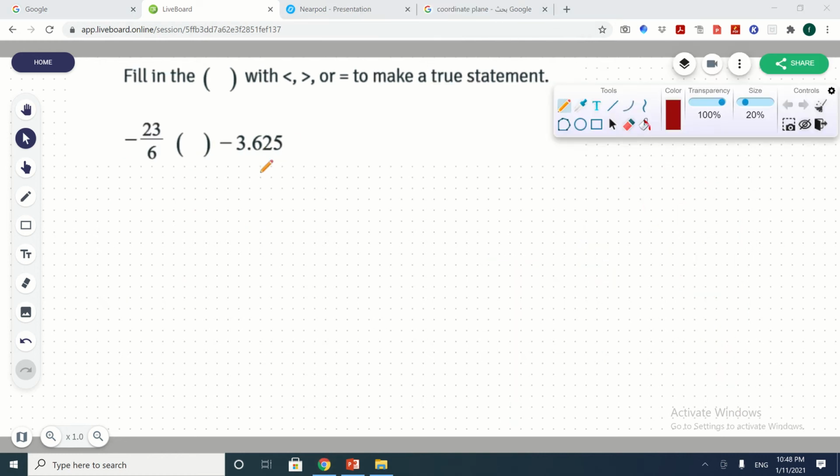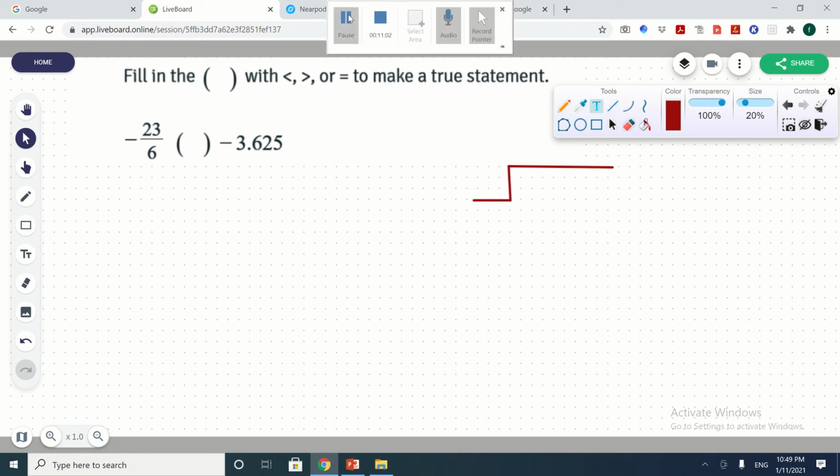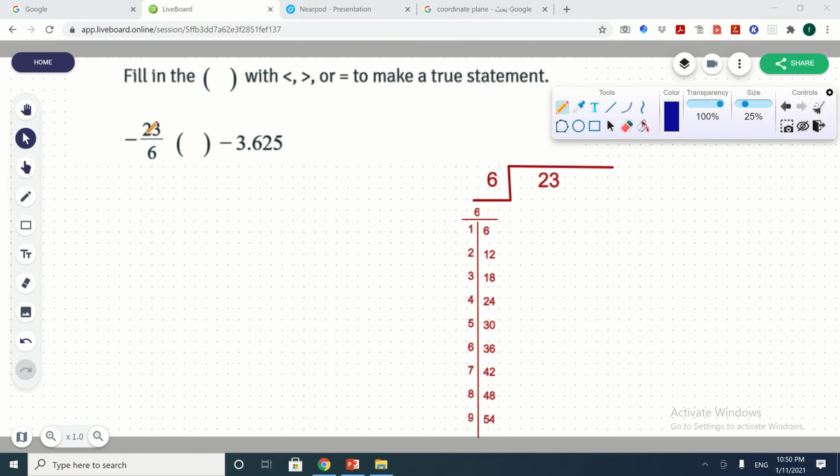We have another example here. Look at the numbers. We have here this fraction and here this decimal. We will keep the decimal and we will change this fraction to be decimal by using long division. We will take this fraction to divide it and to convert it to decimal.